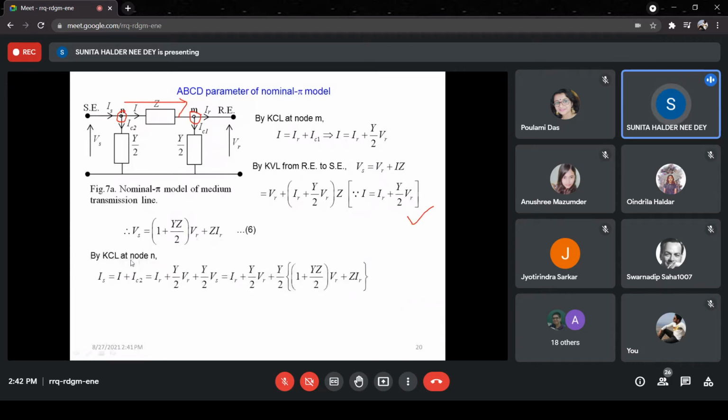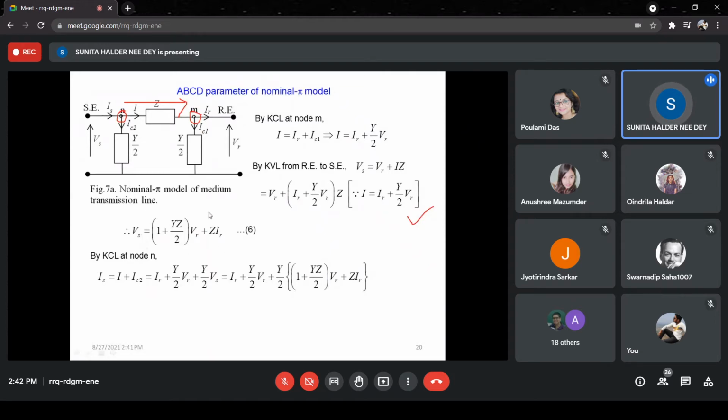Similarly, we apply KCL at node N. Why is KCL at node N required? Because we need an expression of IS. So IS is I plus IC2. The expression of I we have already got in the first line, so we can put that here, along with IC2. IC2 is voltage times Y by 2, because this is the current through the admittance.